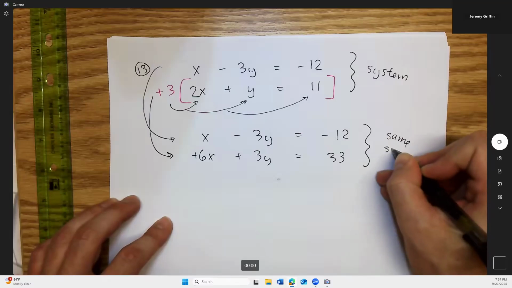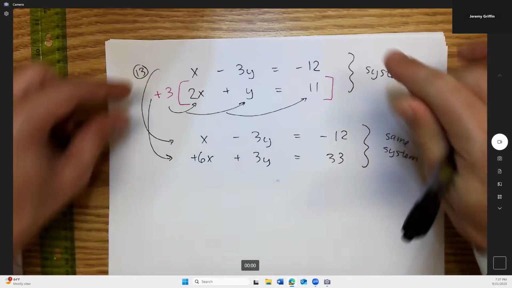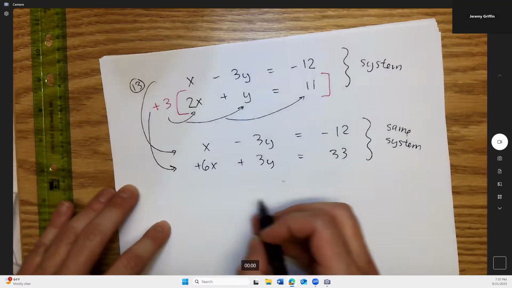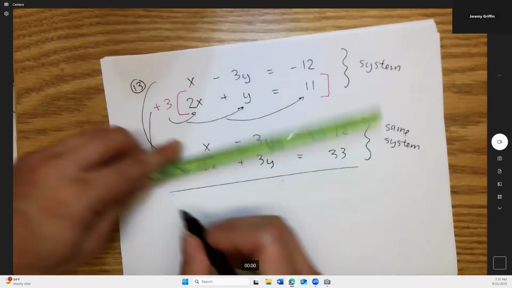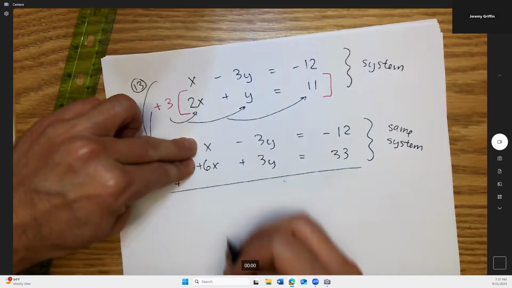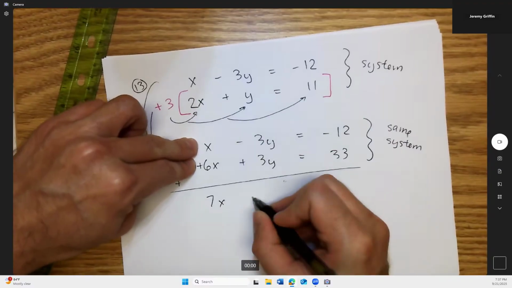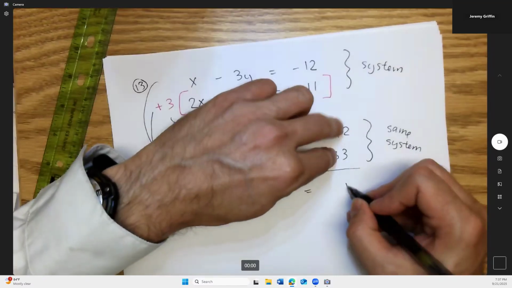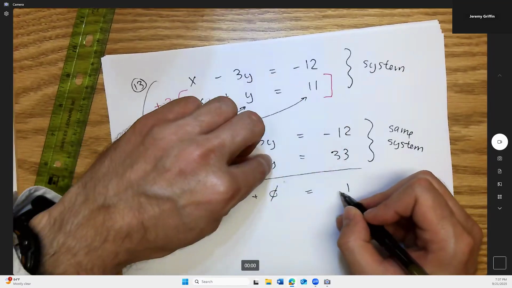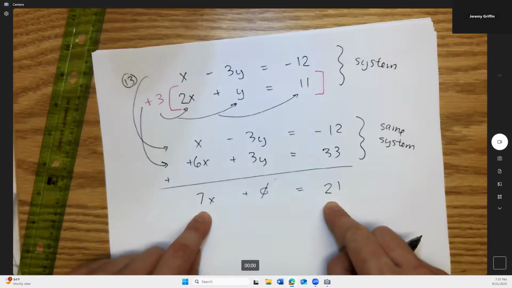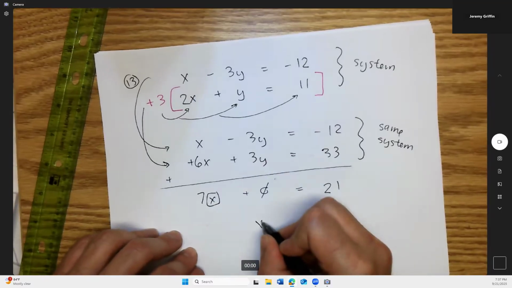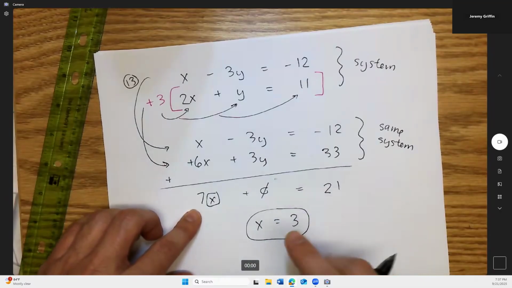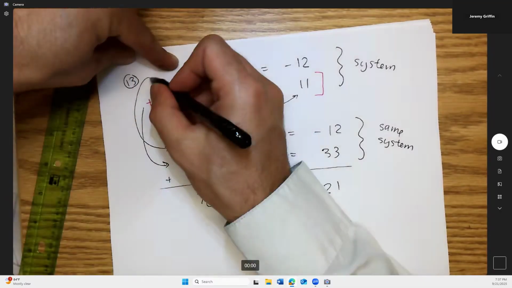Same system. If you graph this and then you graph this, those pairs of graphs would look identical. No difference. All right, so let's add them up. I'm getting 7x right here. The y's go away. And 3 minus 2 is 1. 3 minus 1 is 2. 21. Oh, yeah, 21 is a multiple of 7. So that's nice. So to get x, just divide both sides by 7. x is 3. Plug in 3 here.